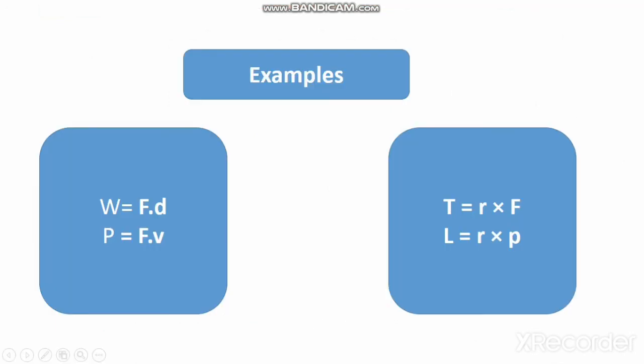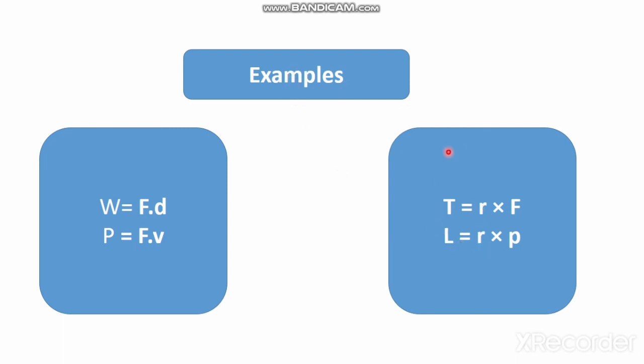Examples are, here work is a scalar, W equal to F dot D, where both force and displacement are vectors. Force and displacement, both vectors, are multiplied, and the resultant product is work, which is a scalar. Another example is P is equal to F dot V. Power is also a scalar while force and velocity are vectors.